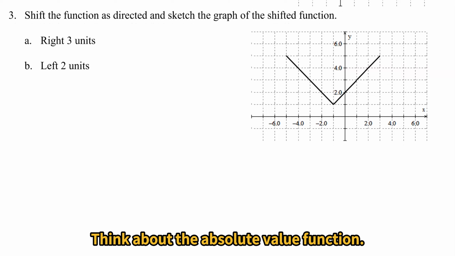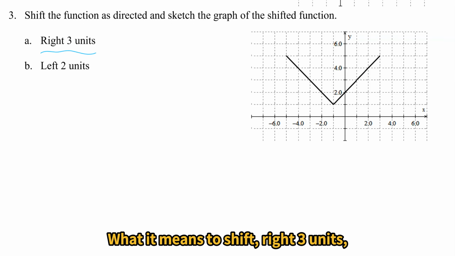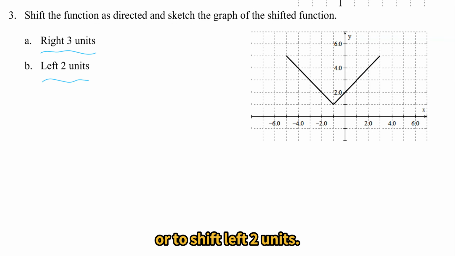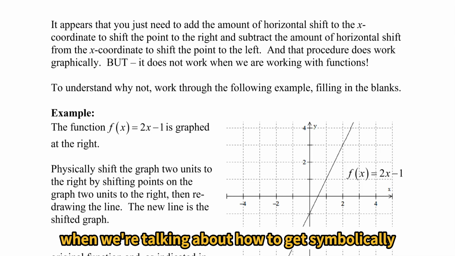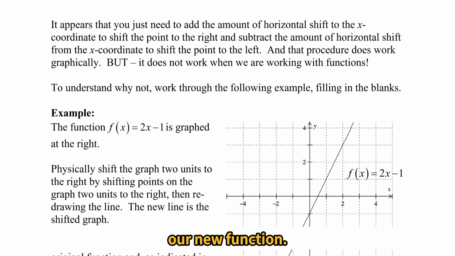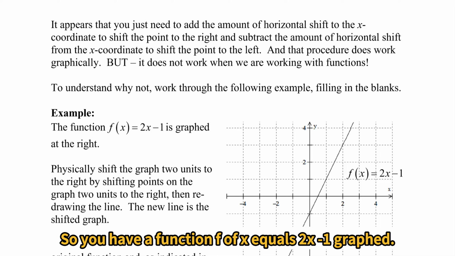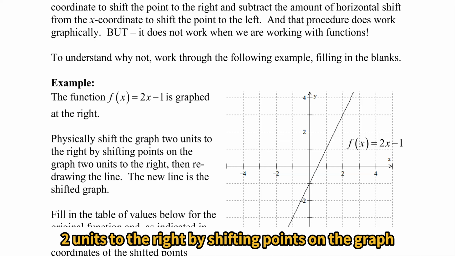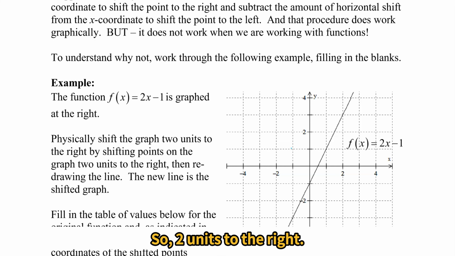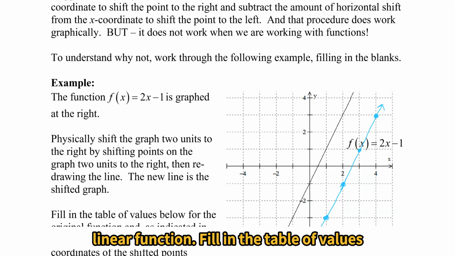Think about the absolute value function, what it means to shift right 3 units or to shift left 2 units. For horizontal shifts, things are a little different when we're talking about how to get symbolically our new function. So we have a function f of x equals 2x minus 1 graphed. We're told to physically shift the graph 2 units to the right by shifting points on the graph. So 2 units to the right, and we end up with this nice linear function.